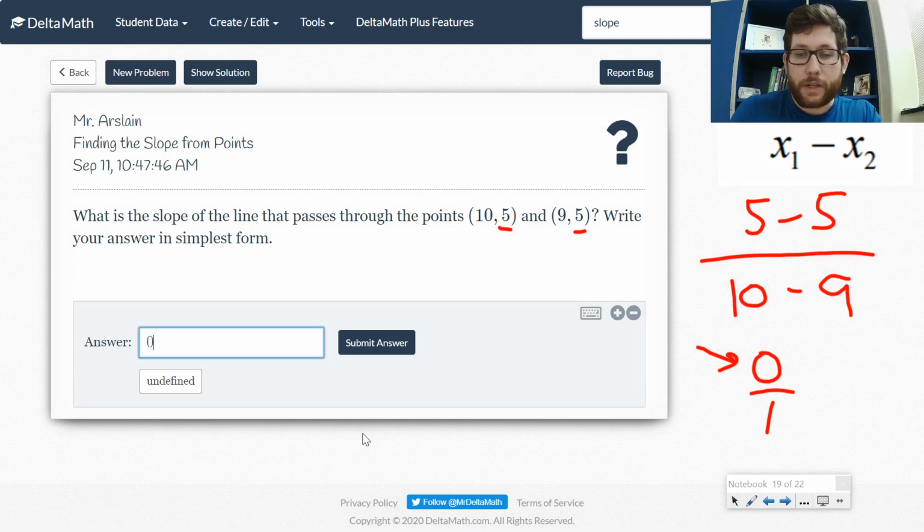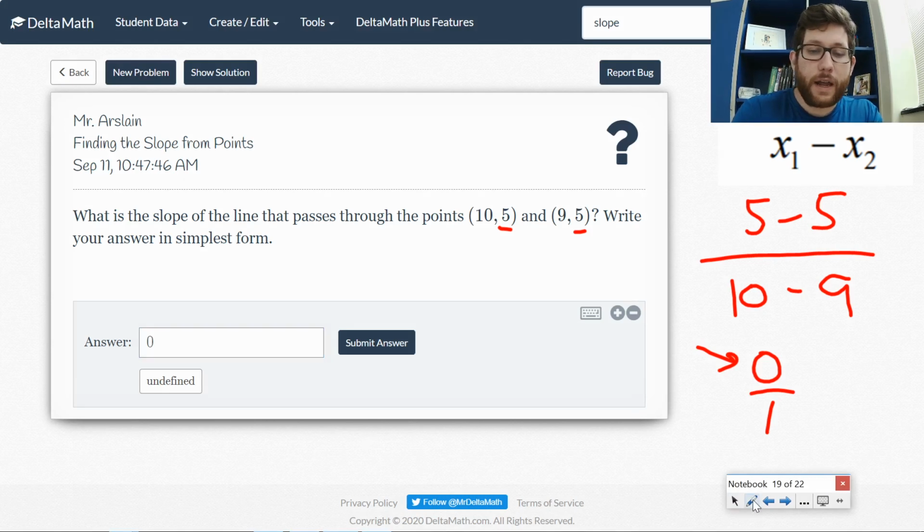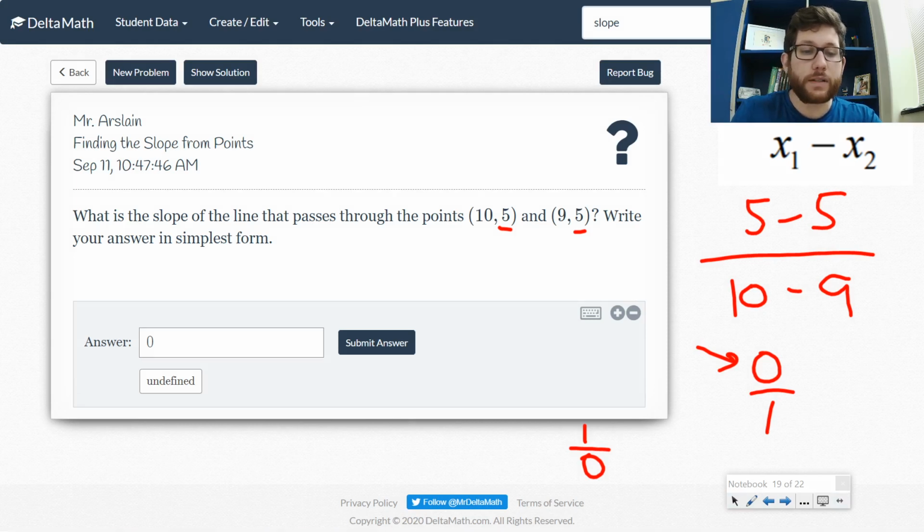But let's just play pretend here. What if my answer had been 1 over 0? What if the 0 had been in the denominator? That is something we call undefined. And notice they've got this little button here, undefined. If we run into an undefined answer, let's say I was answering this one and I wanted to say it was undefined, all you have to do is click the button and it will fill in undefined for you. In this case, my answer is 0, but be on the lookout. If you get a 0 in your denominator, you're going to use that undefined button.